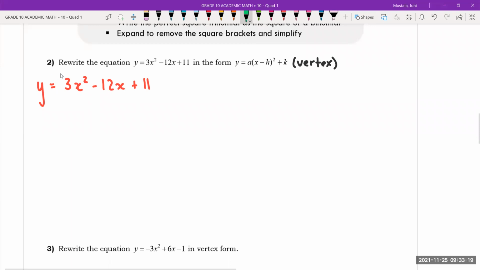Okay, step number 1, we're still going to group the first 2 terms together. By the way, if this was not in order, you would have to put it in order. So make sure it's always x squared, then x, then the constant. If I gave it to you jumbled up, first step would be put it in proper order.